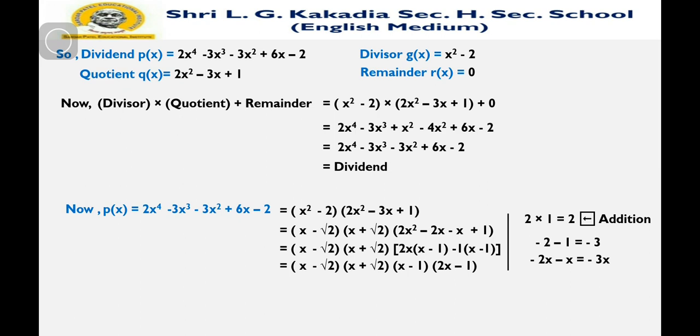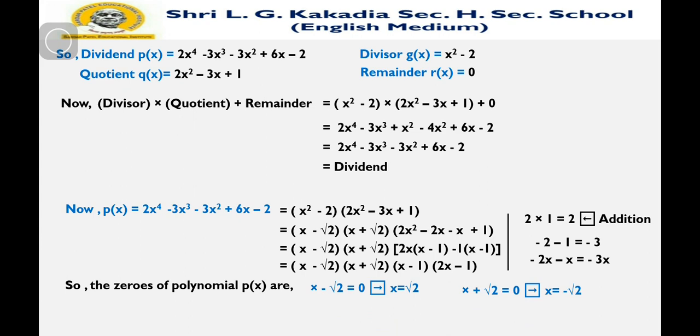Now we want to find zeros. To find zeros, we put each factor equal to 0. So the zeros of polynomial p of x are, we put x minus root 2 is equal to 0, then we get x is equal to root 2. Next factor, that is x plus root 2 is equal to 0, then we get x is equal to minus root 2, and x minus 1 is equal to 0, then we get x is equal to 1, and 2x minus 1 is equal to 0, then we get x is equal to 1 by 2. So these are the zeros of the given polynomial p of x.